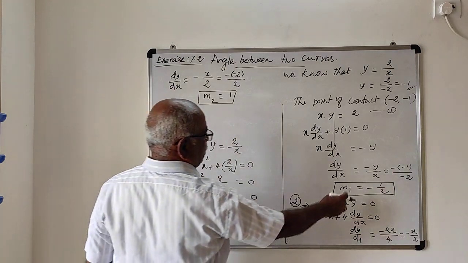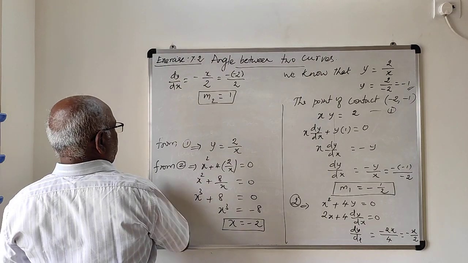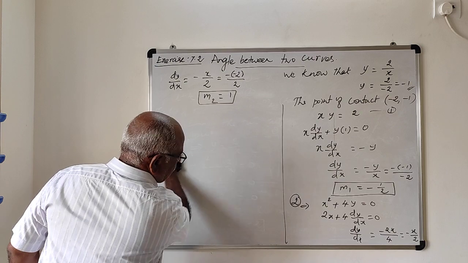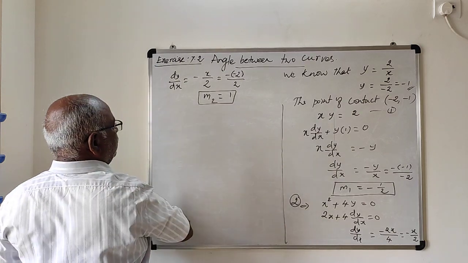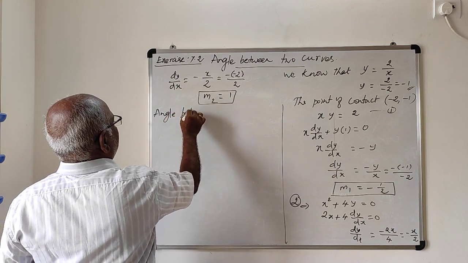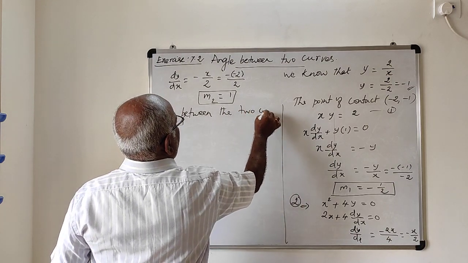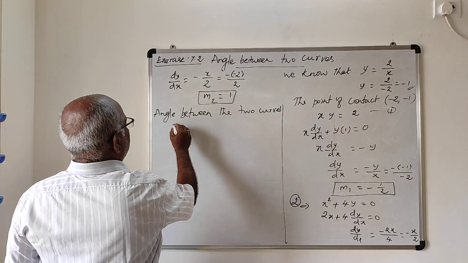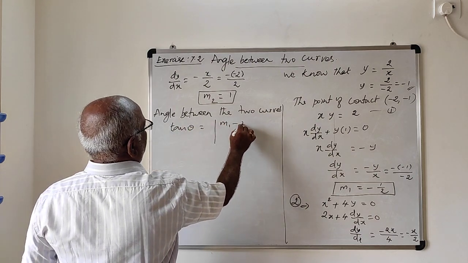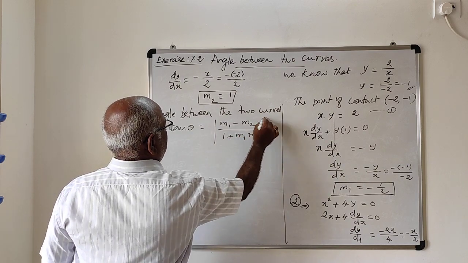The slope of the tangent for the first curve is minus 1 by 2. So we know M1 and M2. Therefore, using the formula we have determined, the angle between the two curves is given by tan theta equal to modulus of M1 minus M2 by 1 plus M1 into M2.